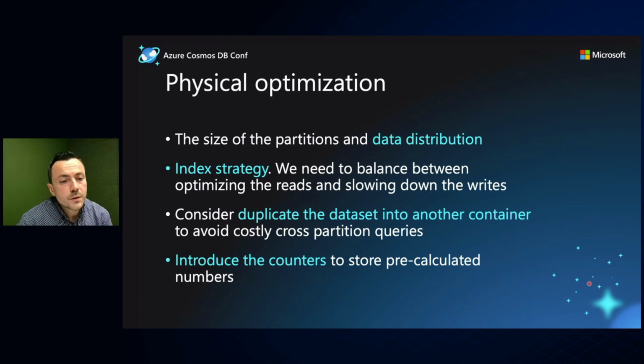The third important item is the possibility to duplicate the same data set into different containers. That is especially important when we have cross-partition queries which are not well served by the index. In such a case, we would need to duplicate this into another container so that the appropriate queries will use the partition key. And the last one, we review the possibility of introducing counters to avoid aggregated queries.